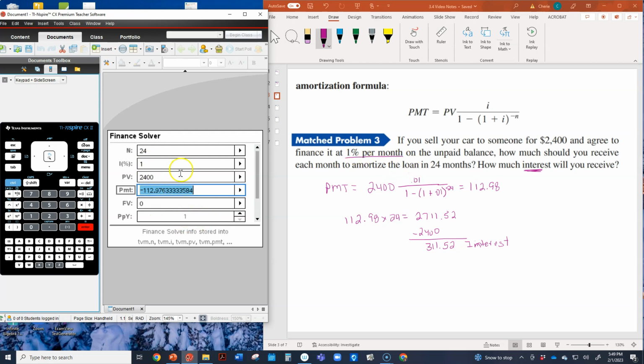So if we went back and changed this to, well, it doesn't tell us, so that's why we have to leave it. It doesn't tell us how it's compounded. It just says per month for 24 months. So that's why we have to leave it like that.